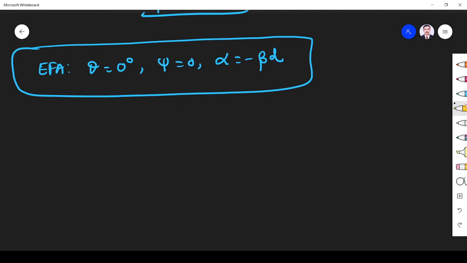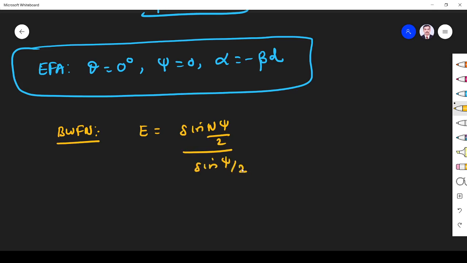Now we derive the equation. First we find the beam width between first nulls for End-fire array. We know that the normalized electric field is given by sine n psi by 2 divided by sine psi by 2. If you have any doubt, please refer to the video on uniform linear array. Right? So I want to find the nulls. Nulls occur at, you see, E must be 0 for null. Null means electric field is 0.